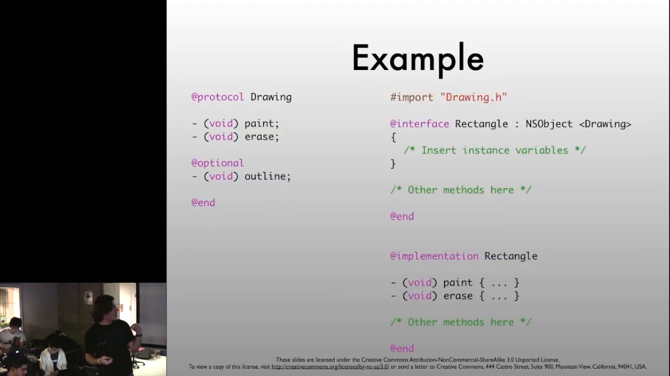So the first thing we do is we import the header for the protocol, and then to indicate that your class will conform to the protocol, after the superclass inside of angle brackets, you provide the name of the protocol that you plan to implement. And then in the implementation file for that class, you provide bodies for those methods. Note that you don't need to put declarations for those methods in the interface section of the class, because those method declarations already exist in the protocol declaration.